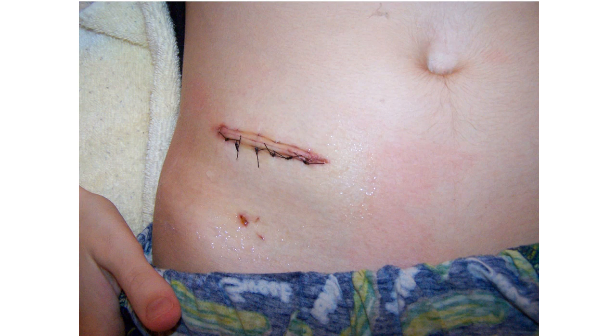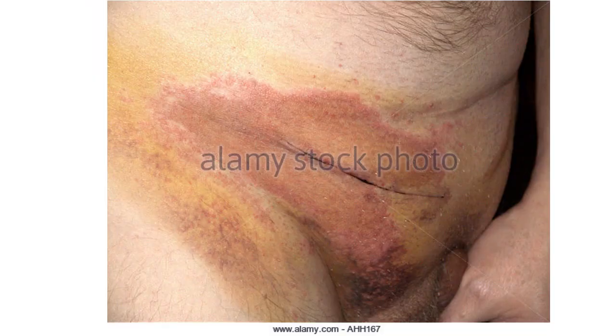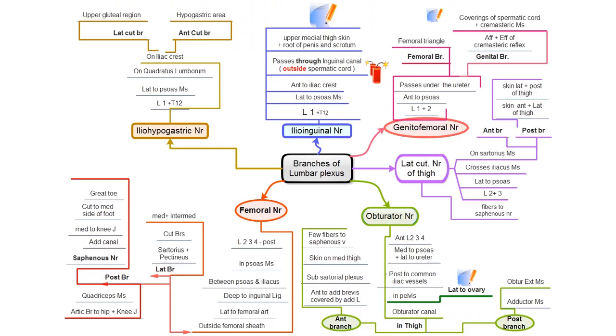This is a wound of open appendectomy, and you need to decide if this patient is in pain. You block which nerve, the iliohypogastric or the ilioinguinal? This is a repair wound of a direct inguinal hernia, and it lies in the territory of which of the following nerves: iliohypogastric or ilioinguinal? This is a mind map of branches of the lumbar plexus.